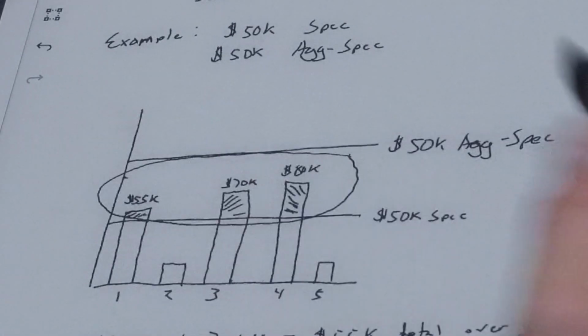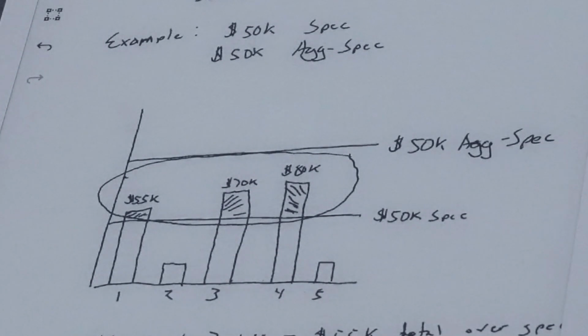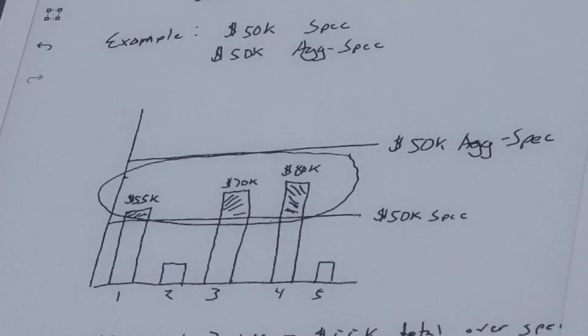Okay, so let's look at an example. $50,000 spec, which I've used in my previous videos for consistency. Now we're going to add a $50,000 agg-spec on top of it. So if this agg-spec did not exist, and we had a claimant above $50,000 or multiple people above $50,000, as soon as that $50,000 threshold is met, all of those claims would be reimbursed by the stop loss carrier.